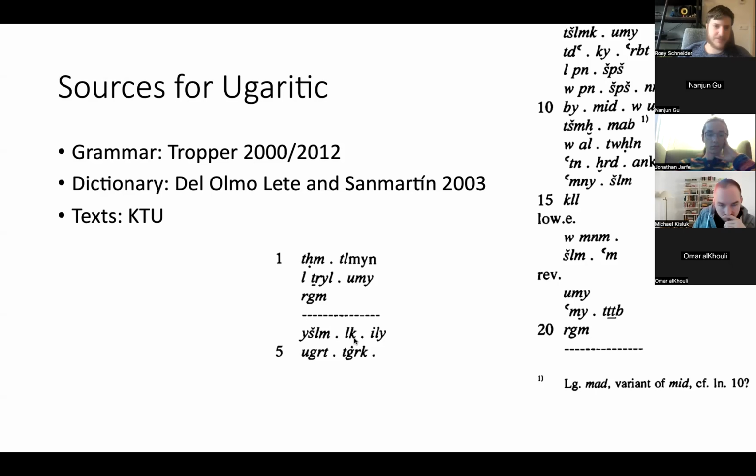Yishlam laki, something like may it be well for you, or may you be well. Elei Ugarit, like the gods of Ugarit. Tagoruki, like guard you or will guard you. Tushalimuki, will make you safe. Ummi.